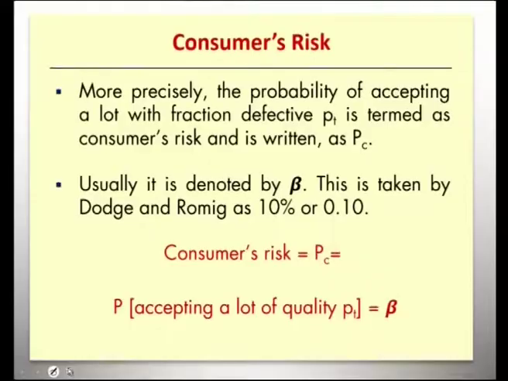Therefore, it is called consumer's risk, and we have already discussed this in the previous sessions, and this is called type 2 error. So, more precisely, the probability of accepting a lot with a fraction defective PT is termed as consumer's risk, and it is denoted as PC. Consumer's risk PC is equal to probability of accepting a lot of quality PT, which is equal to beta, consumer's risk.